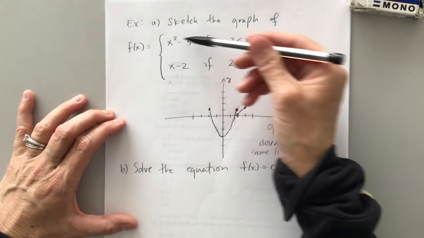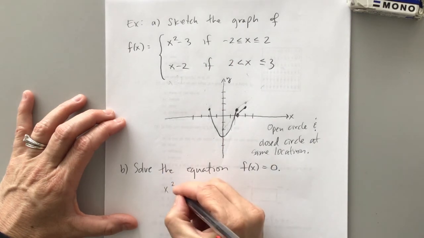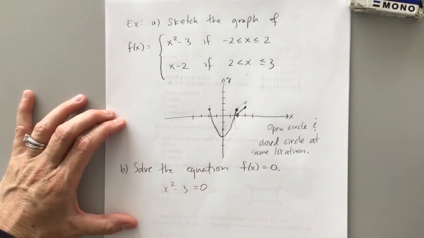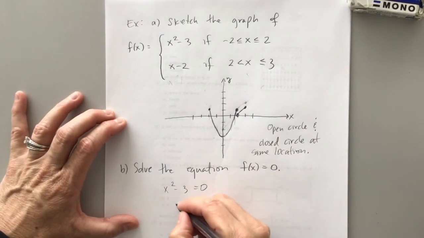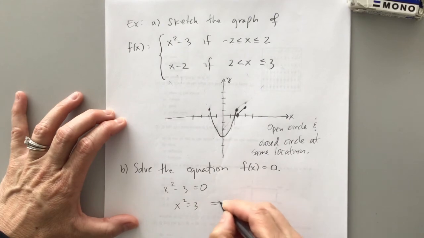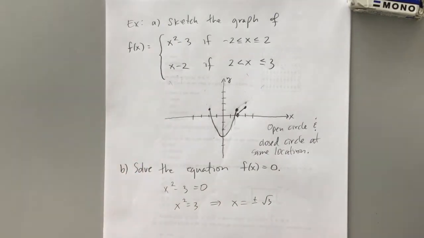So we see the first rule actually gives us where the function crosses the x-axis. So we can go to that first rule. So we get x squared minus 3 equals 0. Then solve that, we get x squared equals 3, or x equals plus or minus the square root of 3. So those would be the 2 solutions to f of x equals 0.